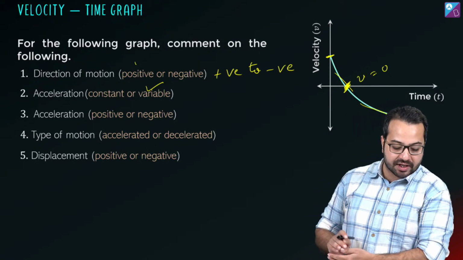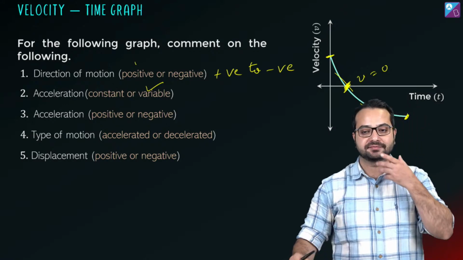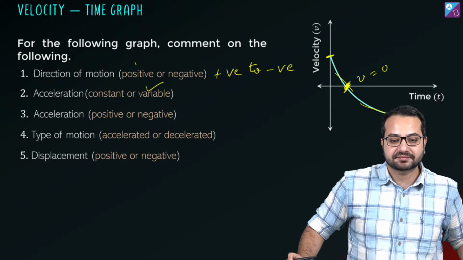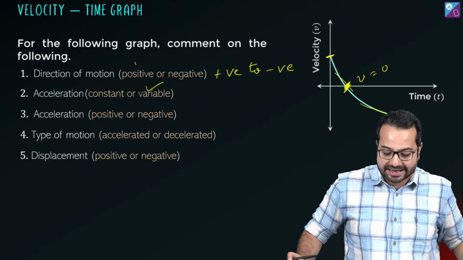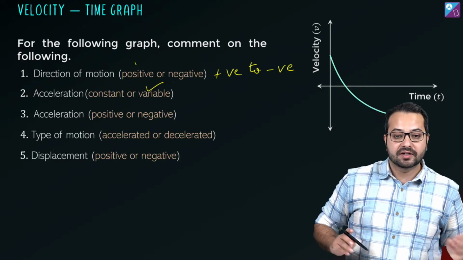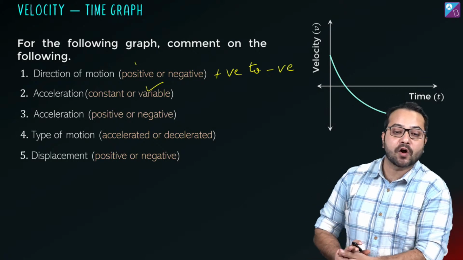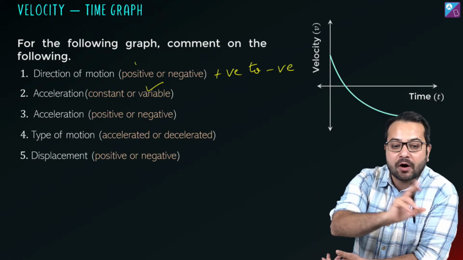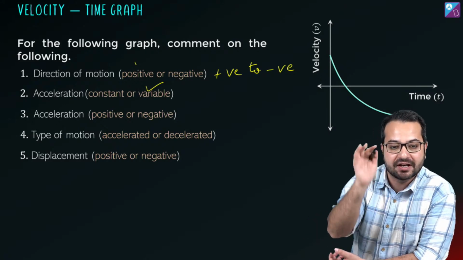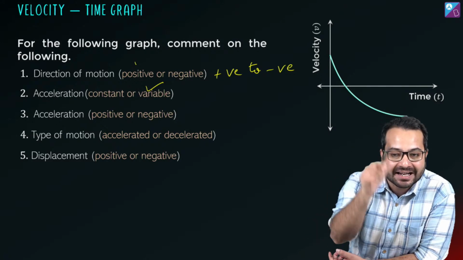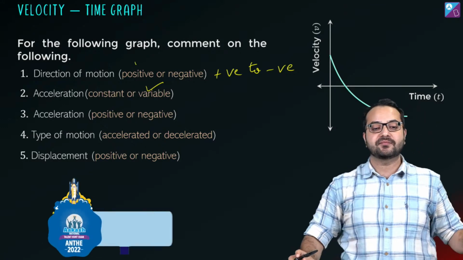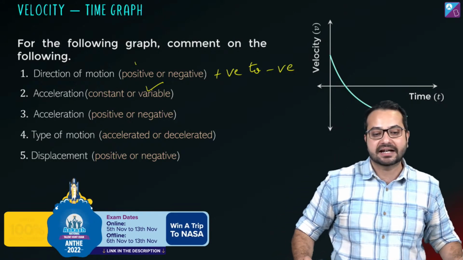Now tell me, acceleration positive or negative? Negative acceleration. Tell me, acceleration, negative or positive? I'm not talking about accelerated motion or decelerated motion. That is the next question. Right now I'm asking, what is acceleration? Meaning positive or negative? Meaning the direction of acceleration. Negative. Negative.